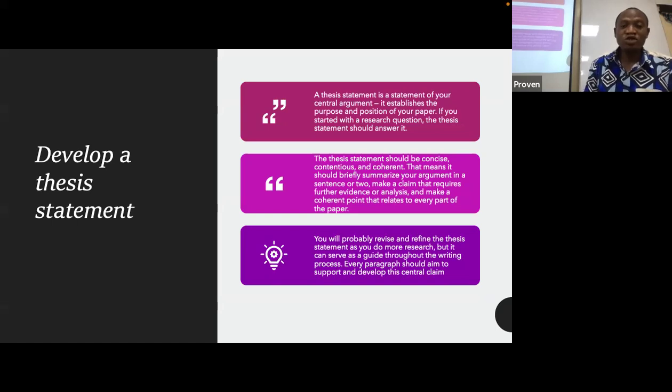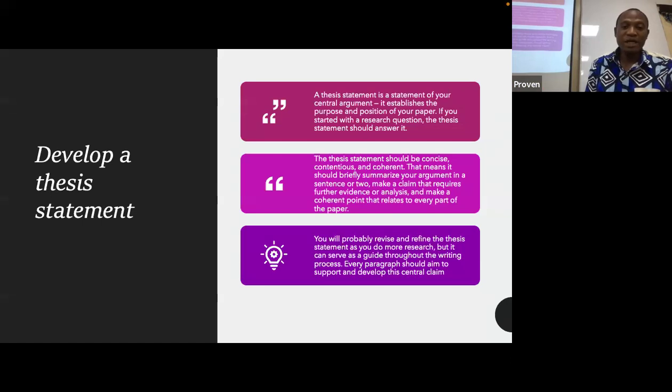So the thesis statement should be very concise. It should be brief, and then also should be coherent. And that means that you should summarize your arguments in a sentence or two, and then you make a claim that requires further evidence or analysis within your work.